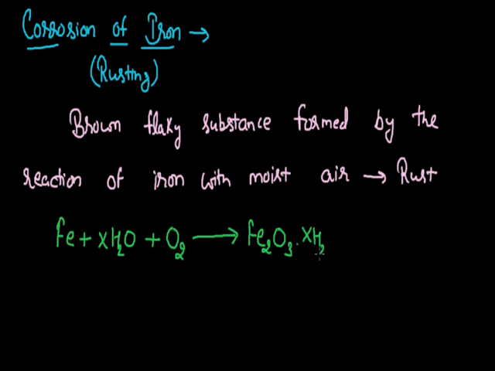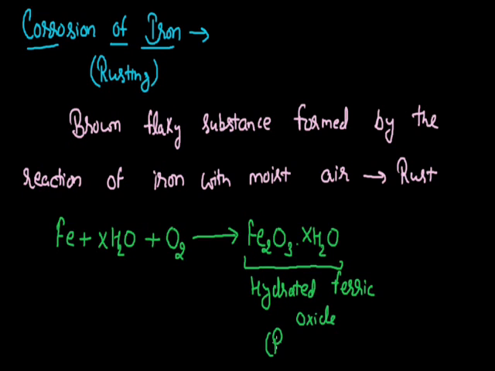that can be written as Fe2O3·xH2O. And in this hydrated ferric oxide, the term hydrated indicates the presence of water, and ferric oxide is the name of Fe2O3. So this can be termed as hydrated ferric oxide, or commonly this hydrated ferric oxide is termed as rust. So this formation of hydrated ferric oxide, or rust, is termed as rusting.